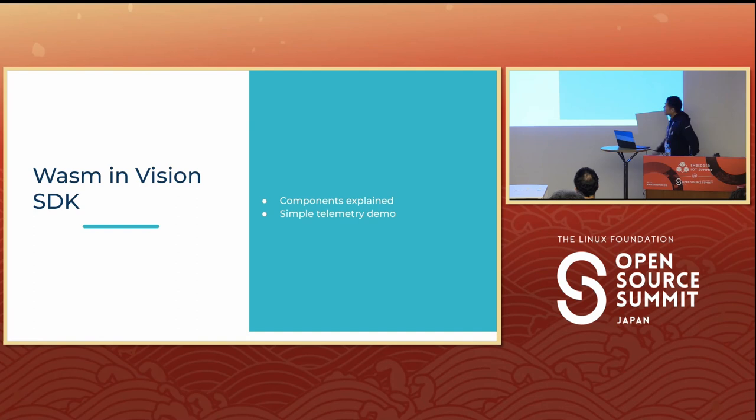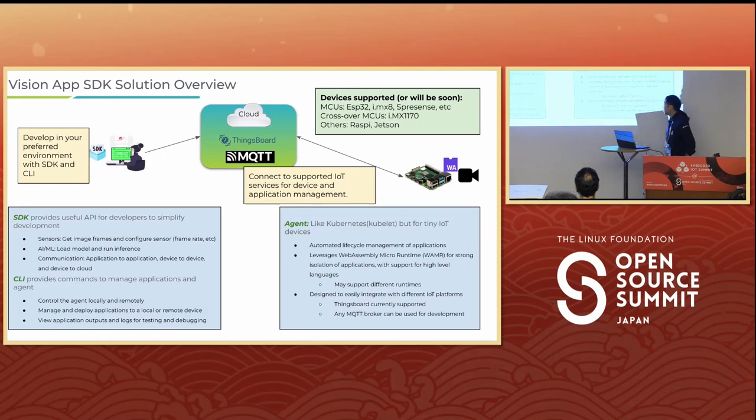Okay, so now we have the runtime. So here, the Atrius. We're not just running applications on devices. We're actually running applications for vision applications, right? Vision AI, to be specific. So there's more to it. So now we have to provide an SDK to make it easier to create these vision applications.